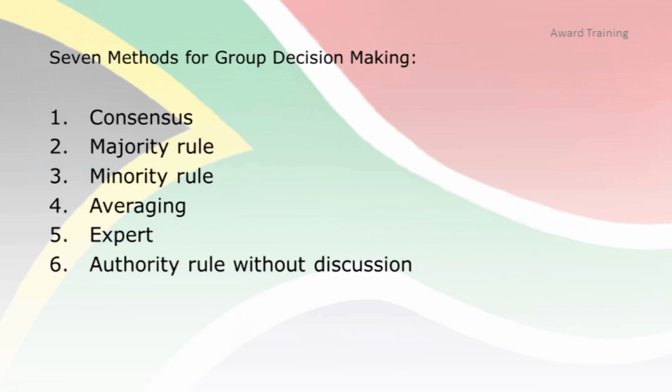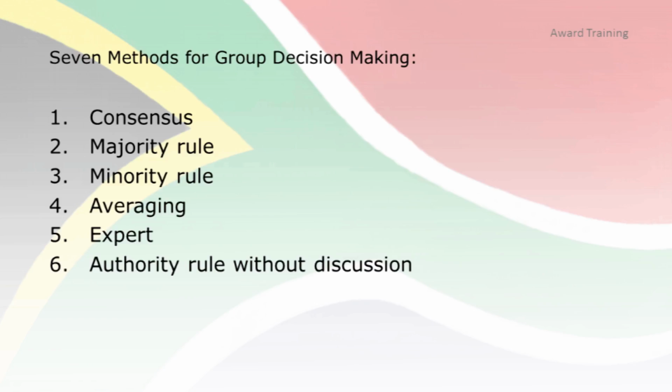The last 2 methods that I would like to discuss is authority rule without discussion. That means the MD has made a decision and everybody is adhering to that decision. Or authority rules with discussion is where the MD will get the input from all the work staff or the employees to make the decision. Just remember, involving your group members in making the decision is the best method. So the last method, authority with discussion, you cannot go wrong with.